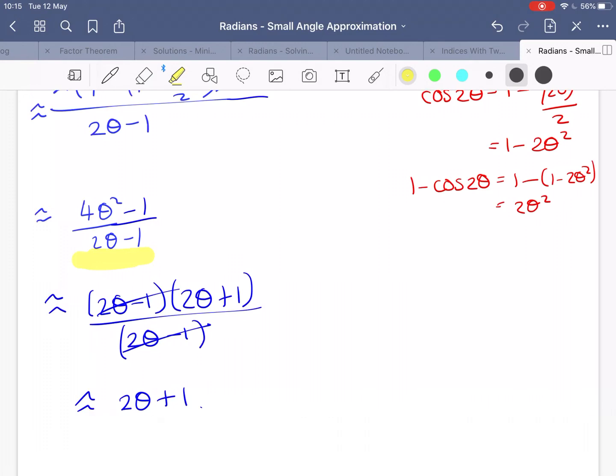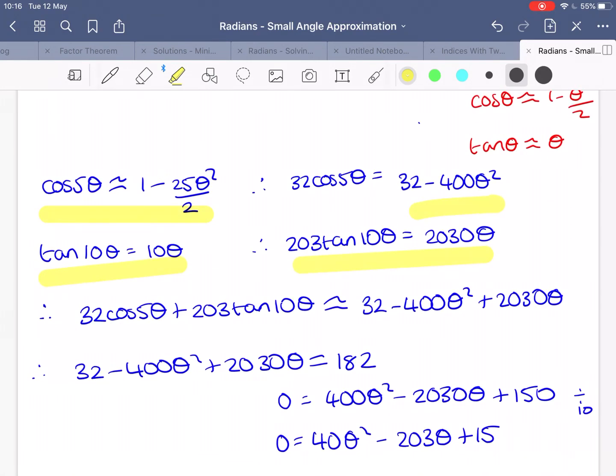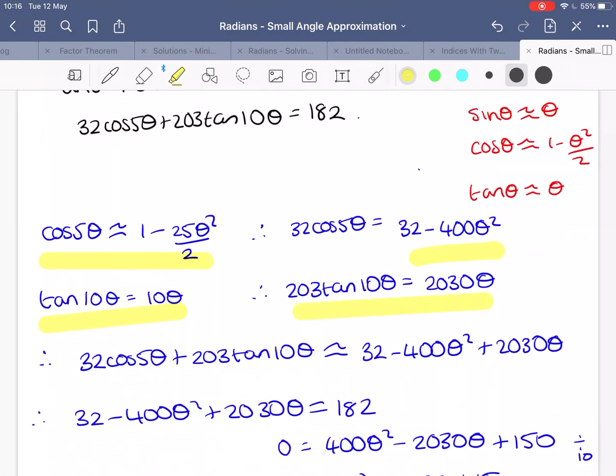Okay. Right, number 3. So, first of all, show that this can be written like this when theta is small. So again, I do my cos 5 theta. So actually, I then write what 32 cos 5 theta is. I do my tan 10 theta. So I did my 203 tan 10 theta. And I substituted it all in, made it equal to 0. And then I divided through by 10, so we got the solution that they required, okay? Because they said, show it can be written this.